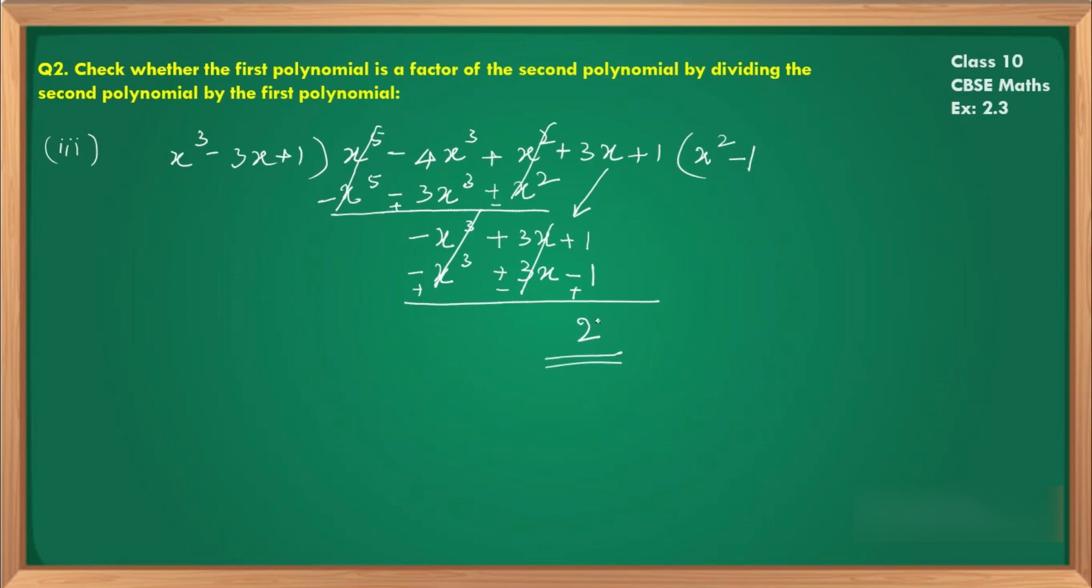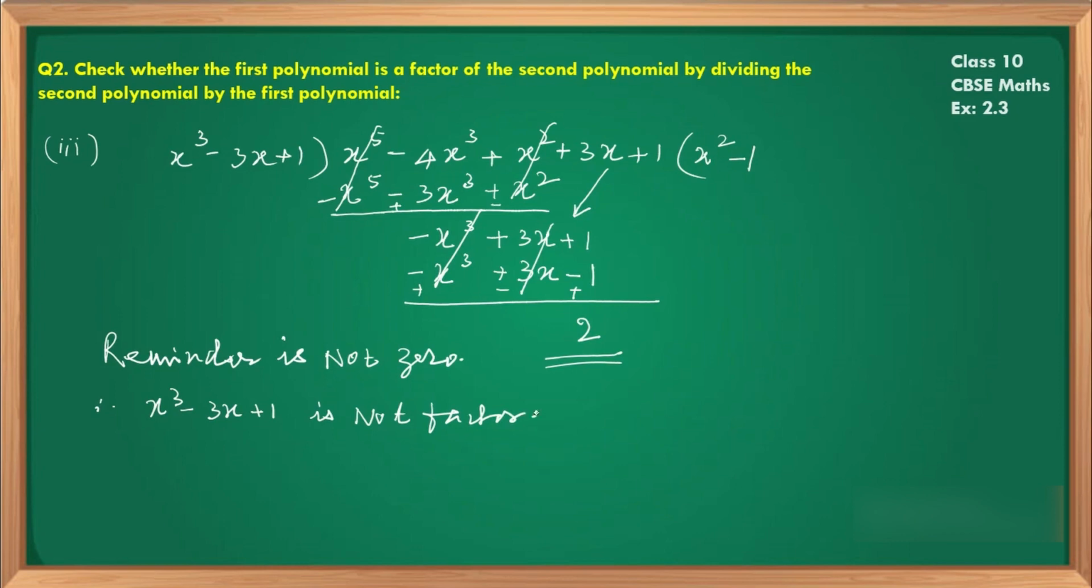Here remainder is not 0. Please remember, when the remainder is not 0, the divisor cannot be a factor of the second polynomial. Please write down that remainder is not 0. Therefore, x cube minus 3x plus 1 is not a factor of the second polynomial.